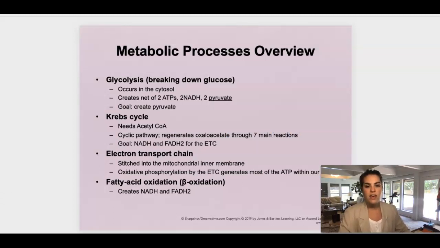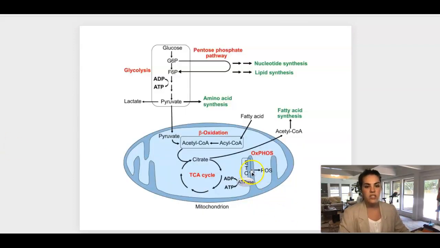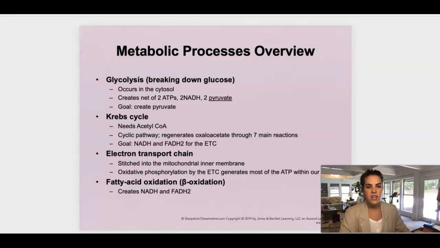Okay, then we have the electron transport chain, and you may remember that this is sort of stitched into that inner mitochondrial membrane. So you see that here. So what the electron transport chain is, think of it as taking all of these small molecules, like NADH and FADH2, and creating just the bulk of ATP for ourselves through something that's called oxidative phosphorylation. Okay.